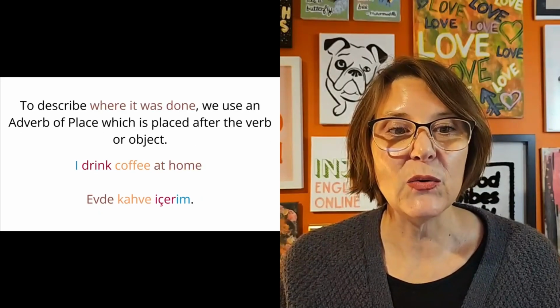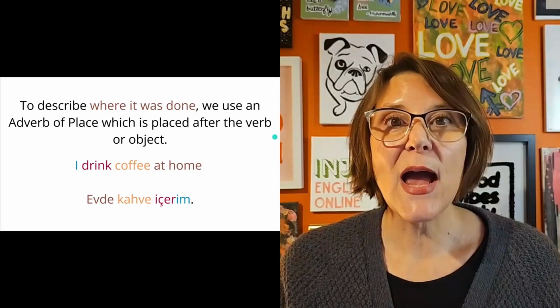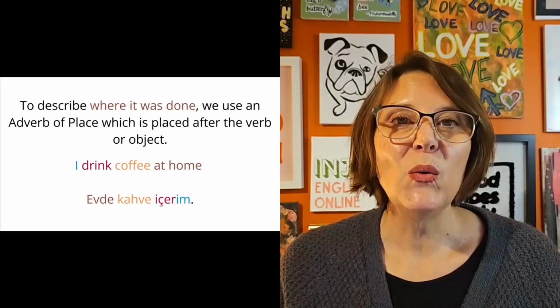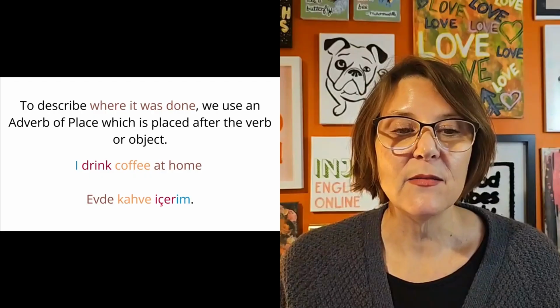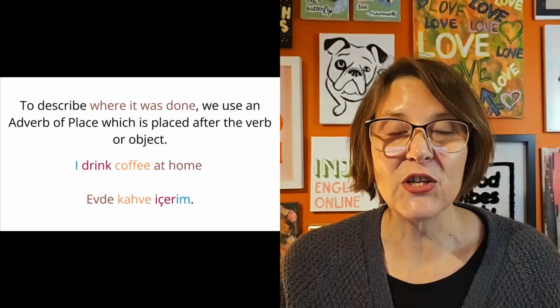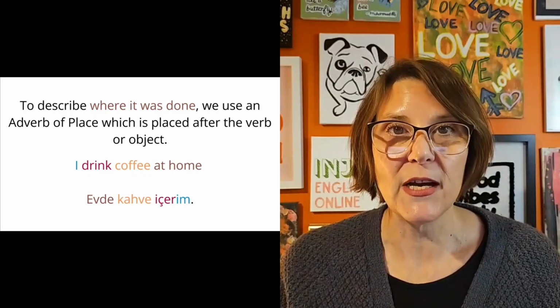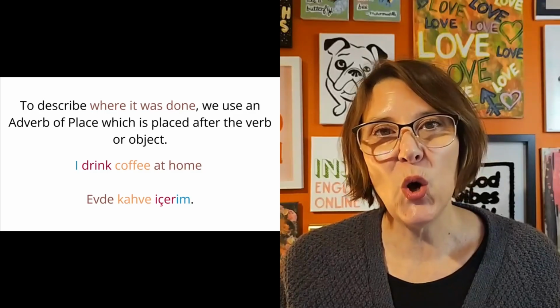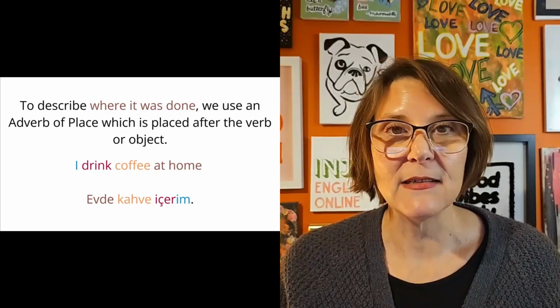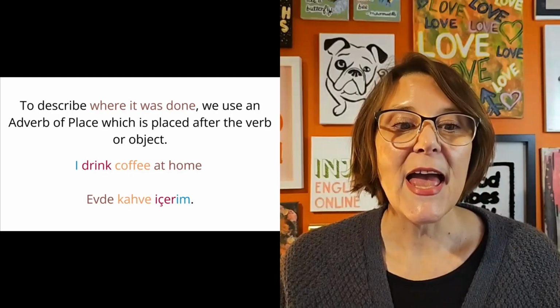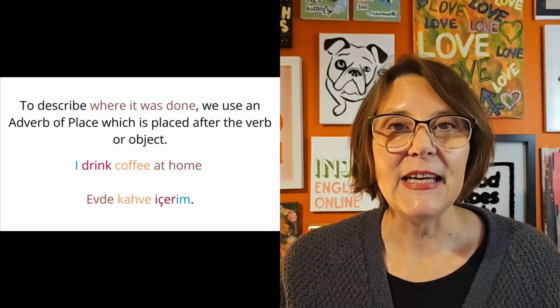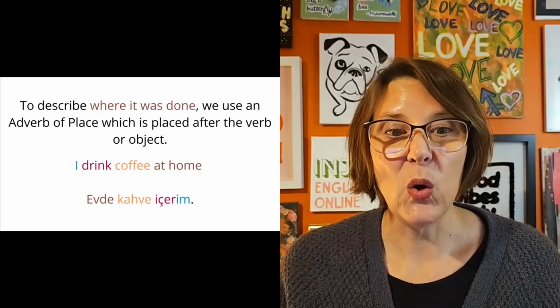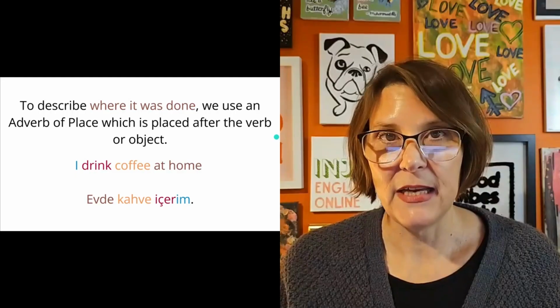Let's continue. If we want to describe where it was done, we use an adverb of place, which is placed after the verb or object. In my example, I drink coffee at home. Home is my place. In Turkish, evde kahve içerim. At home. Evde, English, at home.